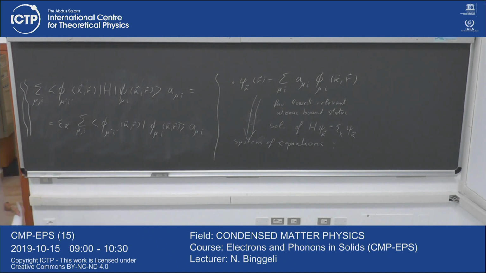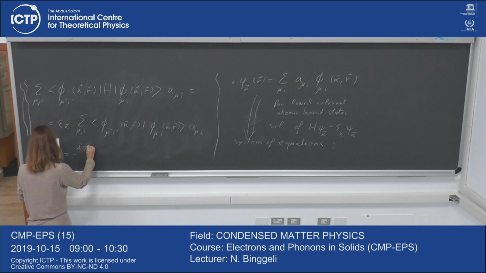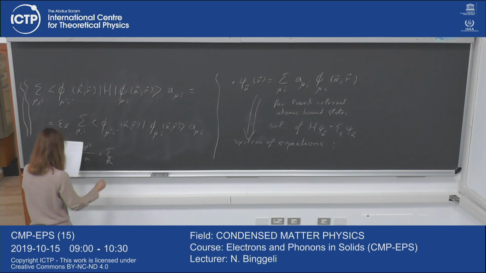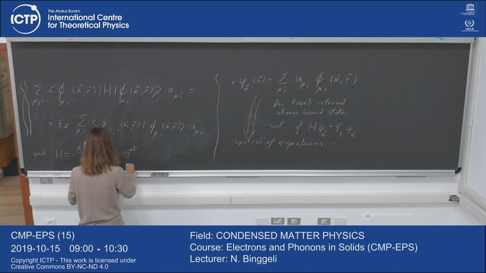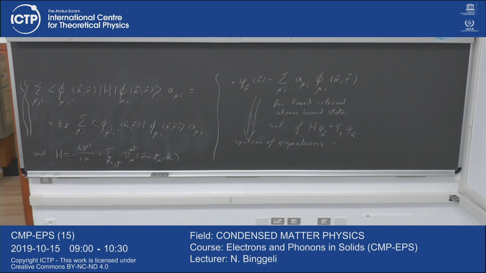And another thing that I told you is that in the tight binding approach, one writes the crystal Hamiltonian H as a sum of the kinetic part plus the sum of the atomic potentials: minus h bar squared, gradient squared, over 2m, plus the sum over all the unit cells and all the atoms in each unit cell of the atomic potential of mu centered on the atom mu in the unit cell R. Okay? So that's what we had last time. All right, and this is in the tight binding approach.